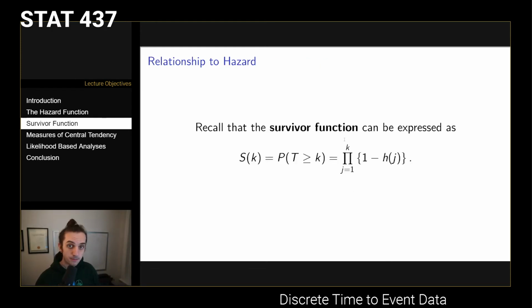But if you do remember, we discussed this relationship between the survivor function and the hazard function. In particular, we said that the survivor function is equal to the product of 1 minus the hazard function up to the time k, right? And so this relationship gives us a really interesting idea. What if we just took the hazard function that we've estimated from the data and plugged it in here, right? We just used a simple plug-in estimator.